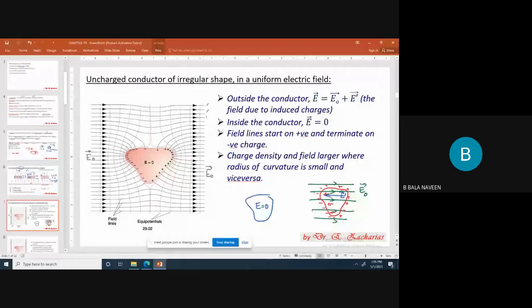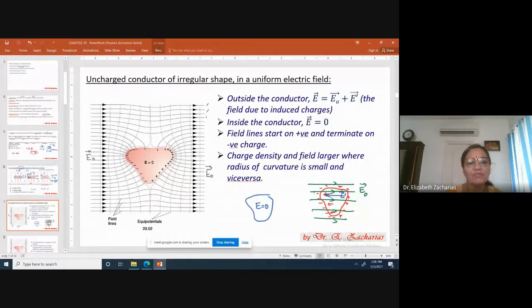Yes, ma'am. But look at what is happening near the material. Near the material, you're finding that the field inside is 0, but outside there is a field, non-zero field. But the field will be perpendicular to the surface at every point. And because the shape of the material is not a straight line, therefore the field lines also here will not be straight lines. It will be curved. But then as you go away, it will become E naught.